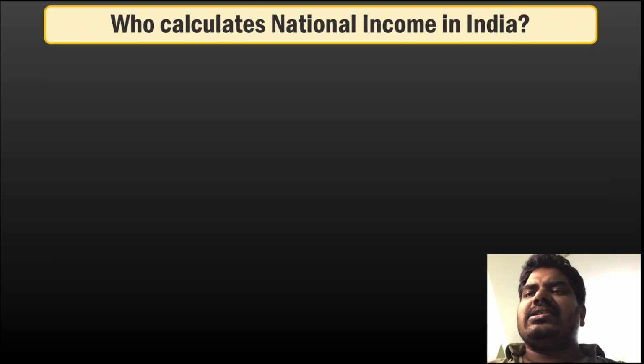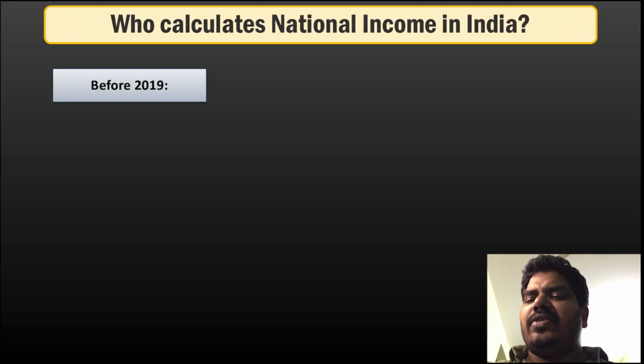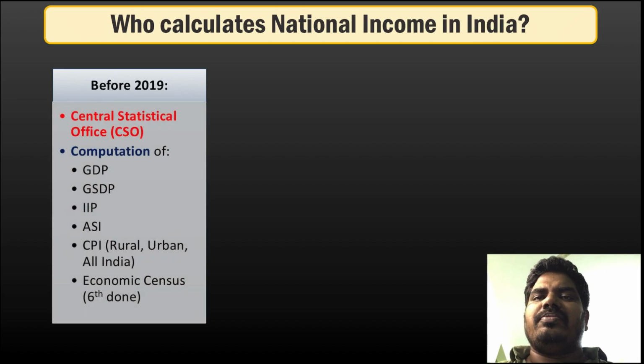So who calculates national income in India? Before 2019 was one scenario and after 2019 is the other. Let's see what was done before 2019. The Central Statistical Office, CSO, used to take care of computation of GDP, GSDP, IIP, ASI, CPI, rural, urban, all India, and apart from that the Economic Census was also looked after by the CSO.